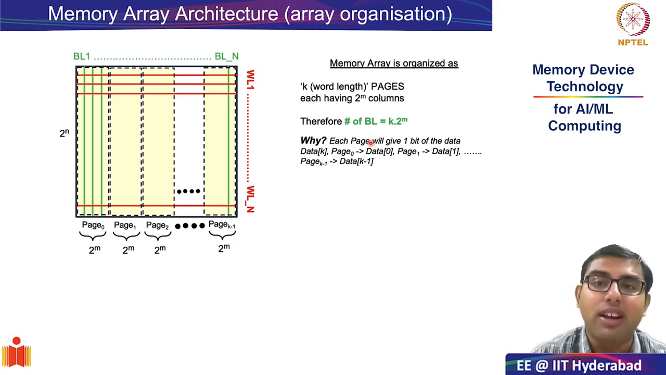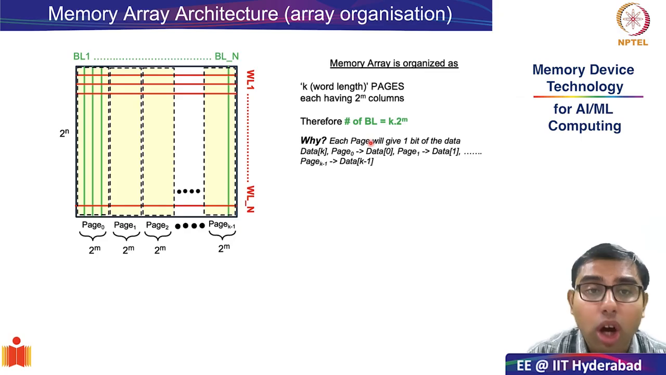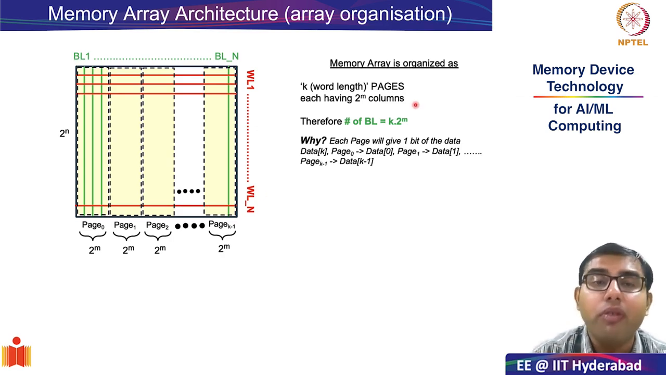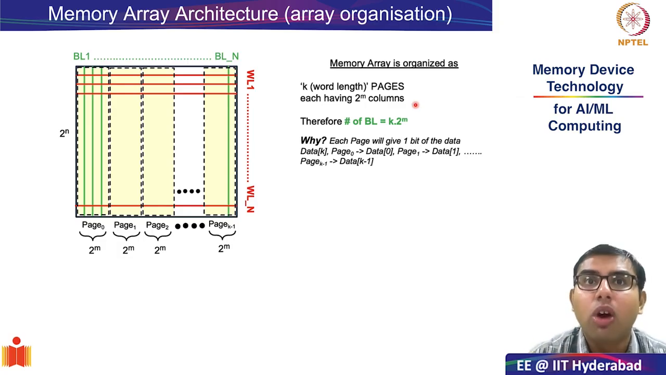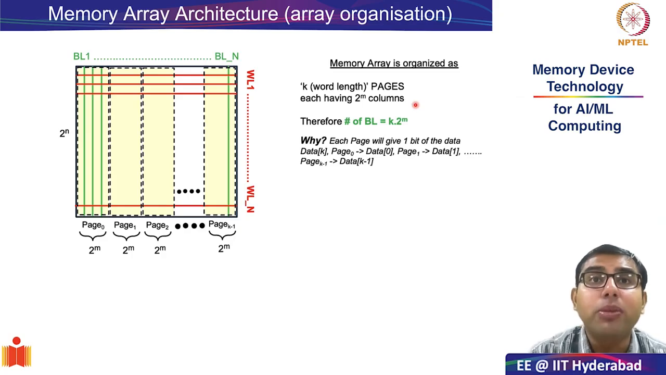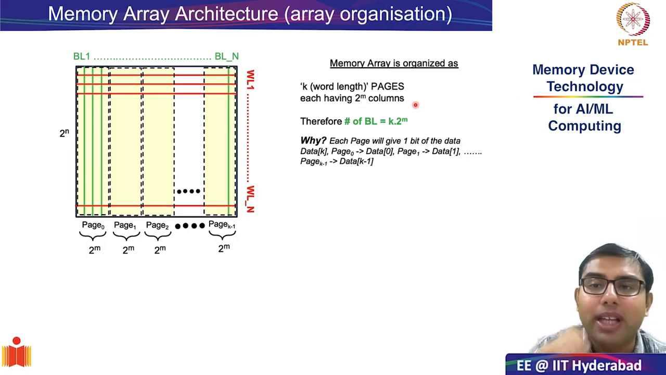Now, how is this facilitated? Please recall that there are k pages, and within each of the pages, there are 2 to the power of m columns. So how do you select one data bit, or one relevant bit line, from the 2 to the power of m available bit lines within each page?